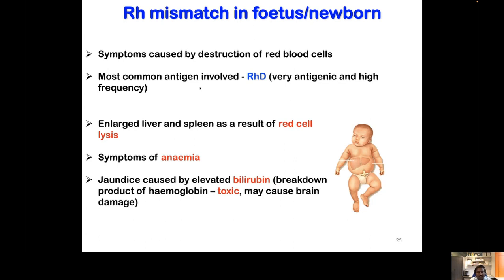So the most common antigen involved here is RhD, because it's very antigenic and high frequency because of the positive blood group people. The increased lysis of red blood cells will lead to an enlarged liver and enlarged spleen. It will cause anemia for the fetus or the newborn baby. It can also cause jaundice due to an increased amount of bilirubin. And we know that increased bilirubin is toxic and can even cause brain damage. So that's why Rh mismatch in the fetus has to be taken seriously.